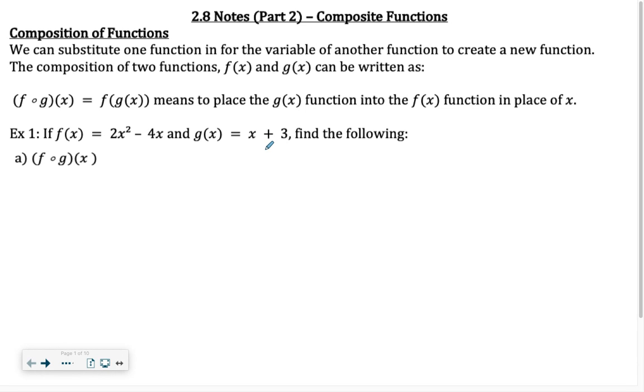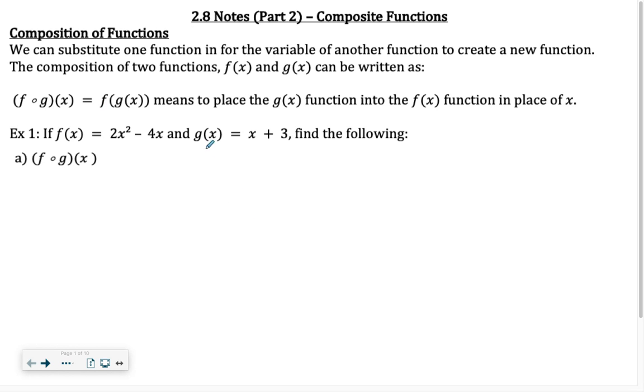All right, in part 2 of 2.8, we are going to look at compositions of functions. So the idea here is just we can substitute one function in for the variable of another function to create an entirely new function. Our notation for that looks like this. Okay, it almost looks like a little o, right? This is our notation for f of g of x. It can also be written like this, where we can see that I'm plugging the entire function g of x in place of x in f.